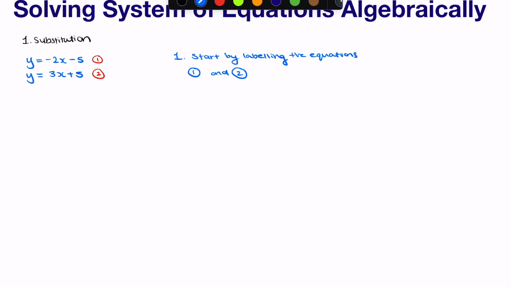Then we will isolate for a variable in either equation 1 or equation 2. Generally, you just use the first one, so you isolate in the first equation, but it's not necessary. You can do it for the second equation as well. Here we see that it's already isolated: y is equal to negative 2x minus 5.